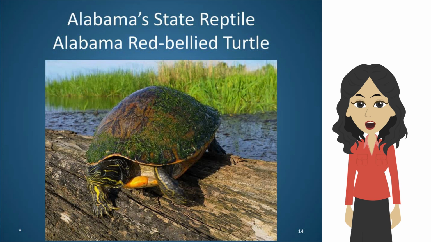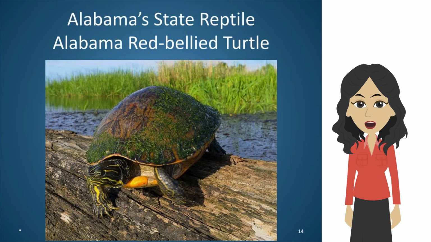One of those animals is Alabama's state reptile, the Alabama red-bellied turtle, sometimes called a pond or marsh turtle. These turtles eat only plants, mostly underwater plants. The adult turtles can grow to be about a foot long. These turtles and other turtles found in Alabama are endangered. Endangered means that there are not many of them left.